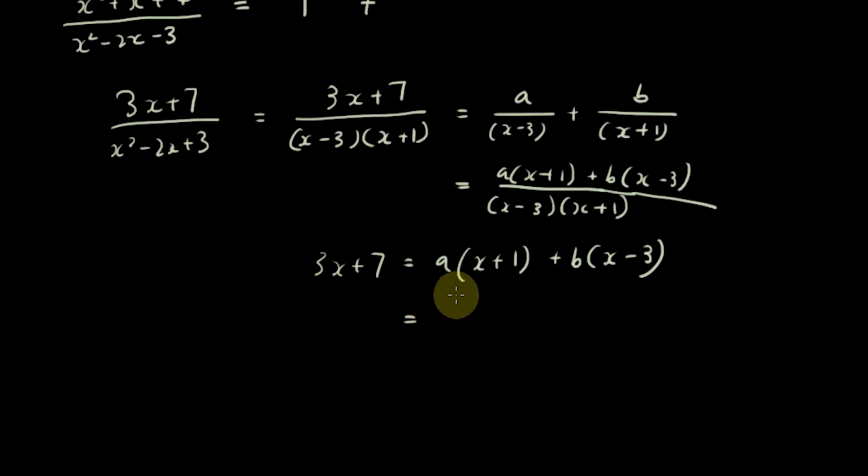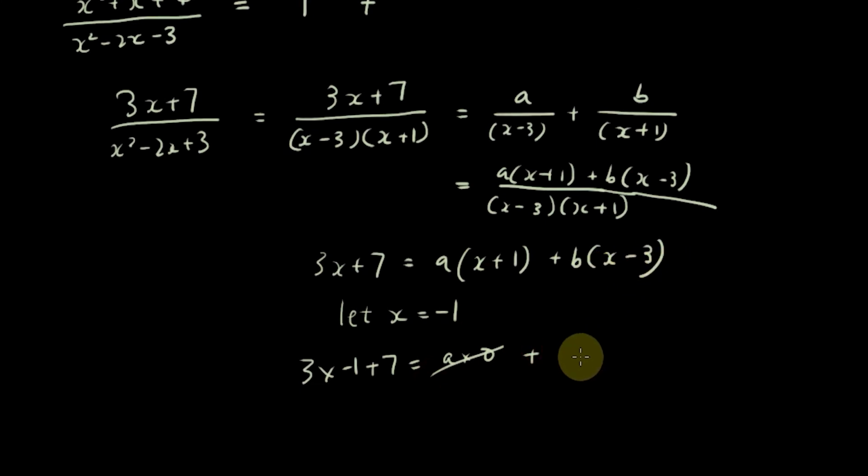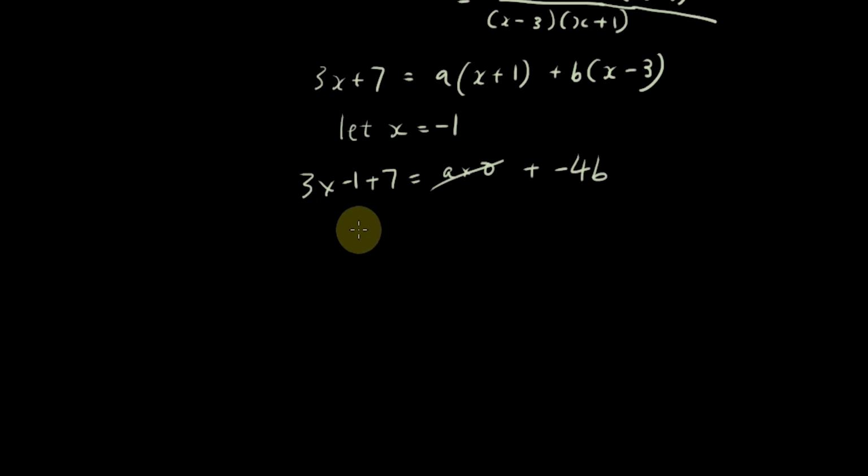We have, let x equal negative 1. So I have 3 times negative 1 plus 7 equals negative 1 plus 1 is 0. A times 0 is gone. Plus negative 1 minus 3 is negative 4, negative 4b. So we'll keep going with that. So I have 3 times negative 1 is negative 3. Negative 3 plus 7 is 4. 4 equals negative 4b. B equals negative 1.